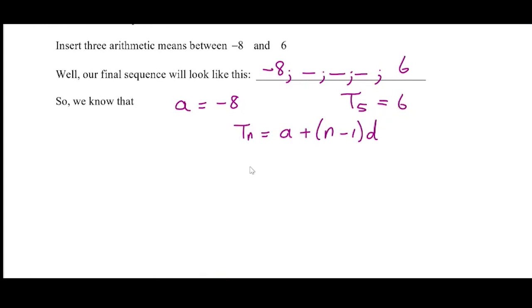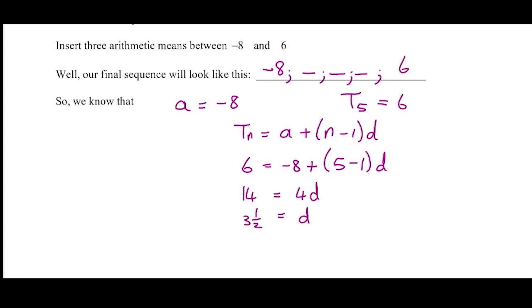So let's fill in what we do know. We know that the fifth term is 6, and we know a is minus 8. 6 happens when n is 5. Now this equation only has one variable left in it, and we should be good enough to solve for that. We're going to add 8 to both sides, and we get 14 is 4d. We're now going to divide both sides by 4, and we get 3.5.